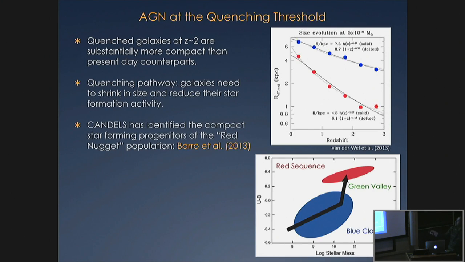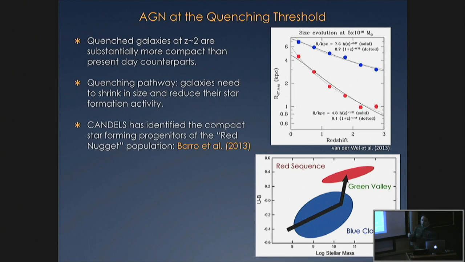This plot shows the effective radius versus redshift for galaxies in the CANDELS fields. Blue here are our star-forming disks, and red here are our quenched galaxies. You can see that for both sets of galaxies, the effective radius is decreasing, but it decreases substantially for the passive population. And more importantly, the passive galaxies at redshift 2 are significantly more compact than their star-forming counterparts, which tells us that we can't simply shut off the star formation of a star-forming galaxy at redshift 2 and have it passively evolve onto the red sequence. You actually need to change the structure of the galaxy, which is not an easy thing to do.